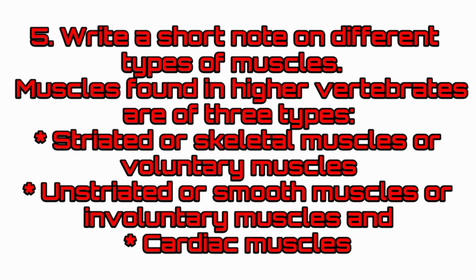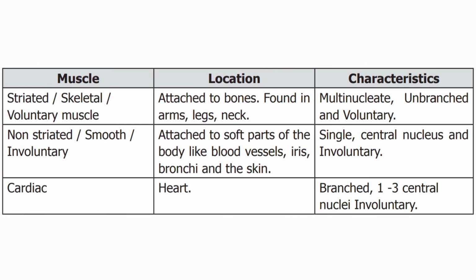Fifth one, write a short note on different types of muscles. Muscles found in higher vertebrates are of 3 types: striated or skeletal muscles or voluntary muscles, unstriated or smooth muscles or involuntary muscles, and cardiac muscles. Muscle: striated or skeletal or voluntary muscle. Location: attached to bones, found in arms, legs and neck. Characteristics: multinucleate, unbranched and voluntary.